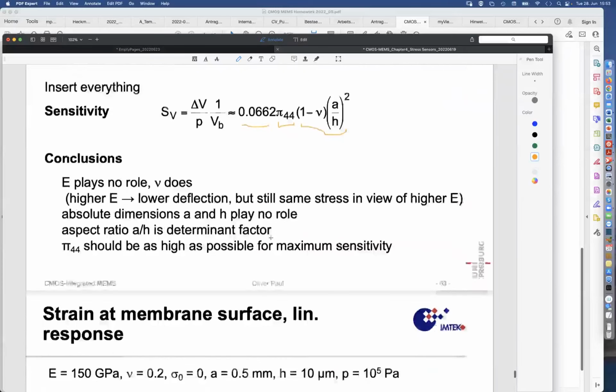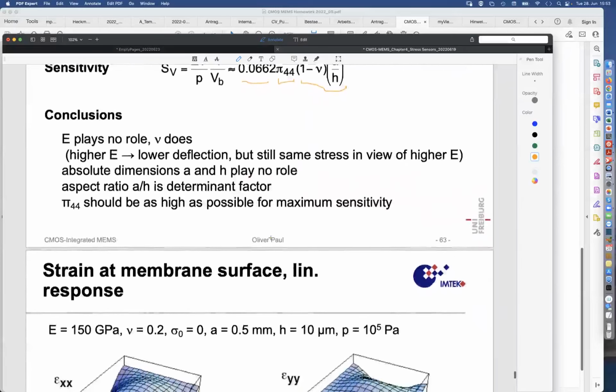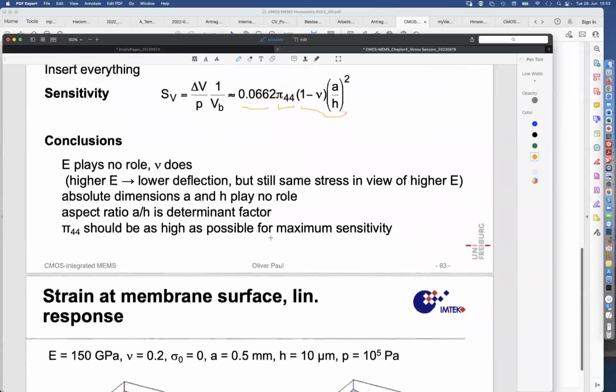So in conclusion, E plays no role. That's also interesting. Why does E play no role in this formula? Because E enters in one way by letting the membrane be deformed. The smaller E, the stronger the deflection of the membrane is. But the deflection multiplied by E makes the stress, and the stress makes the resistance change. So the E cancels in this process.